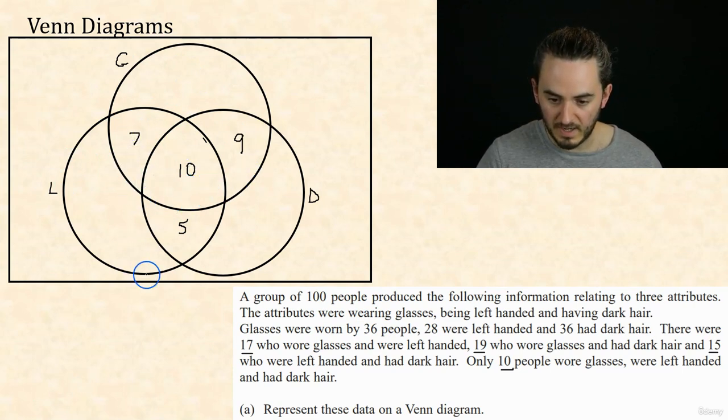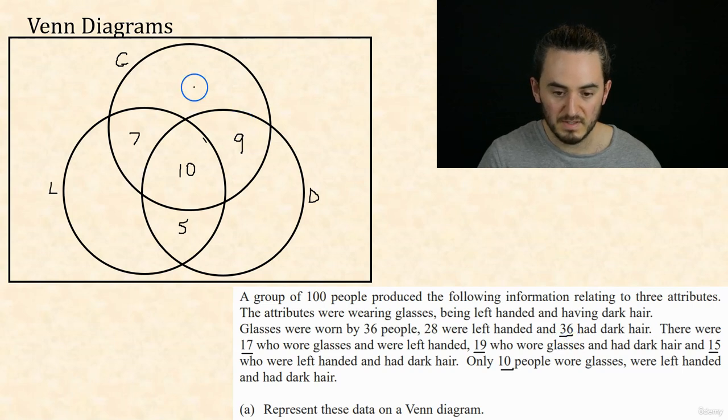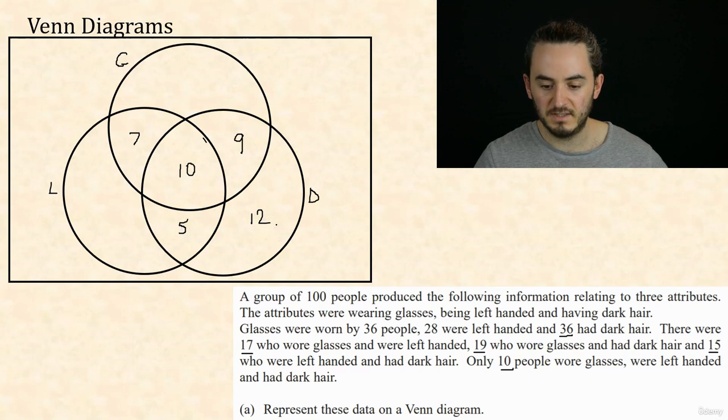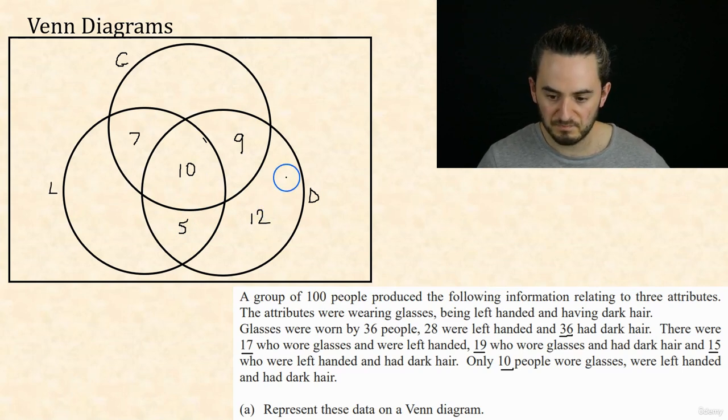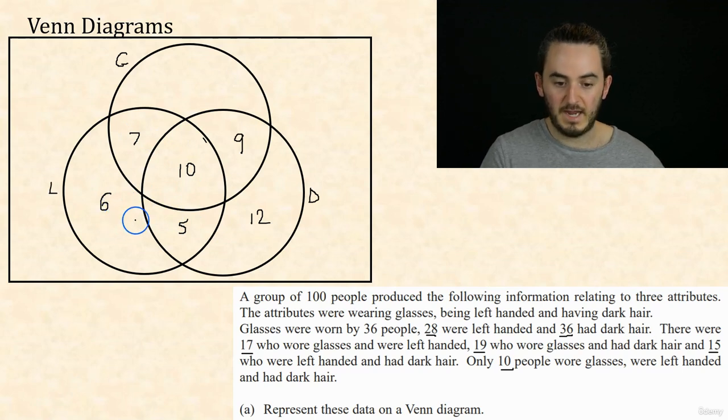Now I can look at the information given at the start on the whole regions. 36 people had dark hair, so this entire D region should add up to 36. I've already got 9 plus 10 is 19, plus 5 is 24, so I need another 12 to complete the 36 people who had dark hair. There were 28 people who were left-handed, so I need my L region to add up to 28. I've got 7 plus 10 is 17, plus 5 is 22, so I need 6 more to complete the L region, so it adds up to 28.